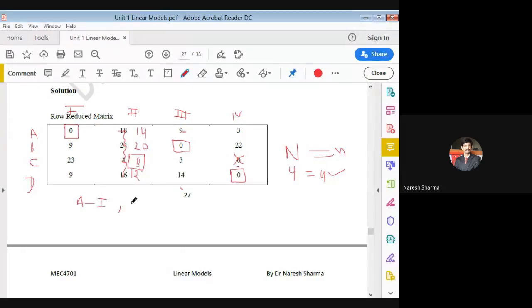The second job is assigned to your third subordinate as per the rectangular box marking, and the C job is assigned to your second subordinate. So only one job is assigned to one subordinate. This D job is assigned to your fourth subordinate, right? Now, after doing these assignments, you see the corresponding cost.